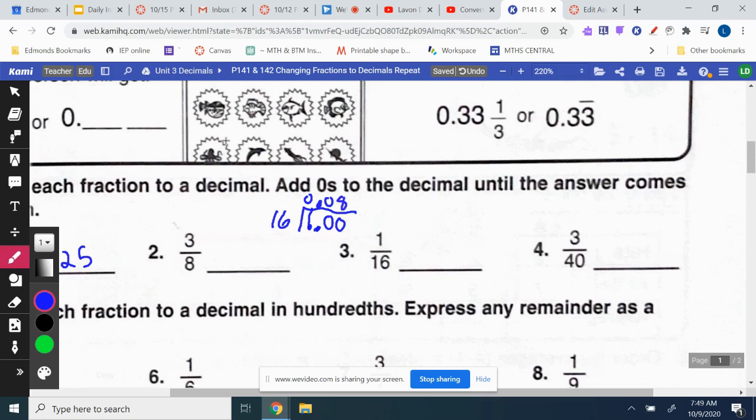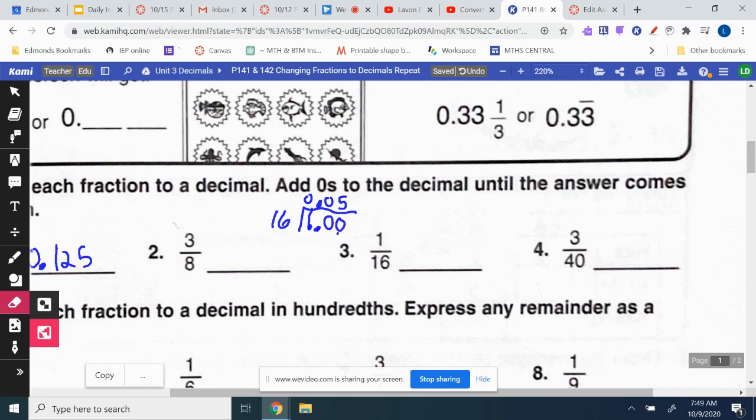I want to say 8 times. 8 times 6 is 48. Carry the 4. 8 times 1 is 8, plus 4 is 12. Oops, I was wrong. That's way too many. So let's try a different one. Let's try 5. 5 times 6 is 30. Carry the 3. And 5 times 1 is 5 plus 3 is 8. Well, that's going to be too much because that's going to give me a remainder of 20. So now I've got to go up one more.